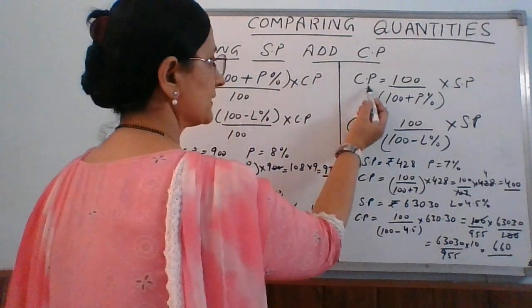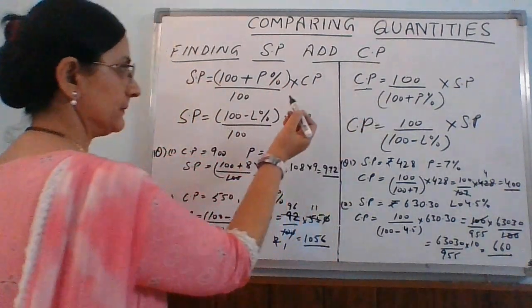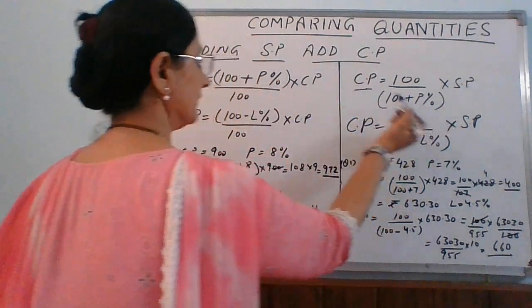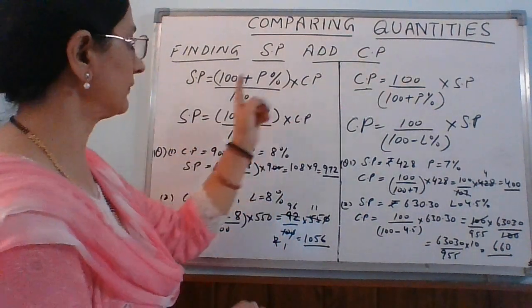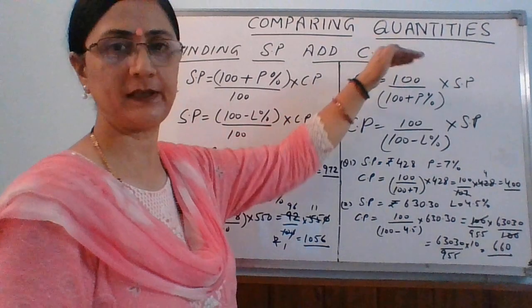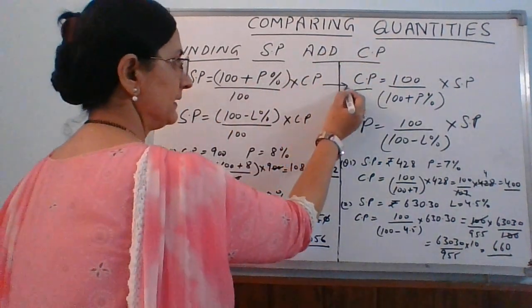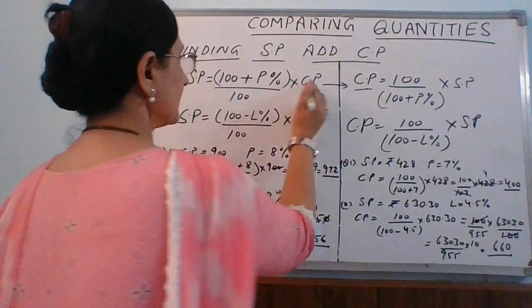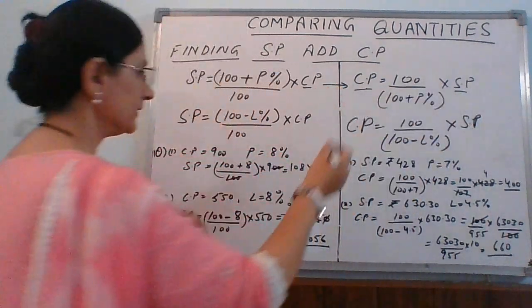And if we have to find the CP, when SP and profit are given, it is just the reciprocal of this. 100 plus profit is in the denominator, 100 is in the numerator, right? It is just the reverse of this. Instead of CP, SP is there, right? I hope the formula is clear.